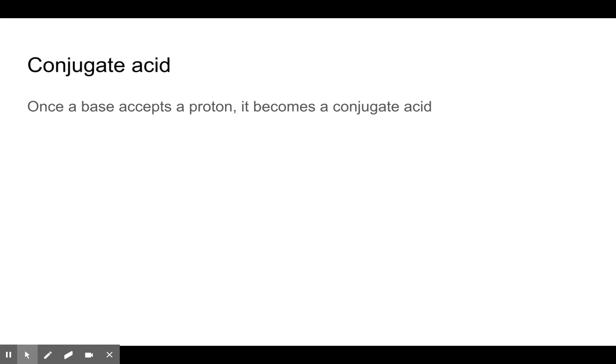On the other side of the coin, we have what's called a conjugate acid. A conjugate acid is once a base accepts a proton, it becomes a conjugate acid. And this is because it now has a proton that it could donate to something else. So it's analogous to me donating money to you that you can then donate to someone else. So a base becomes what is called a conjugate acid.